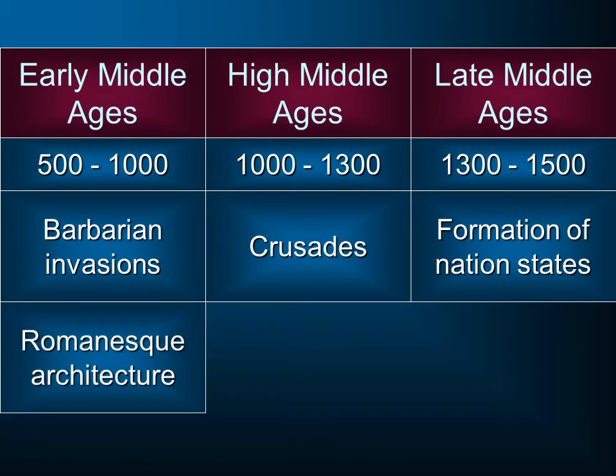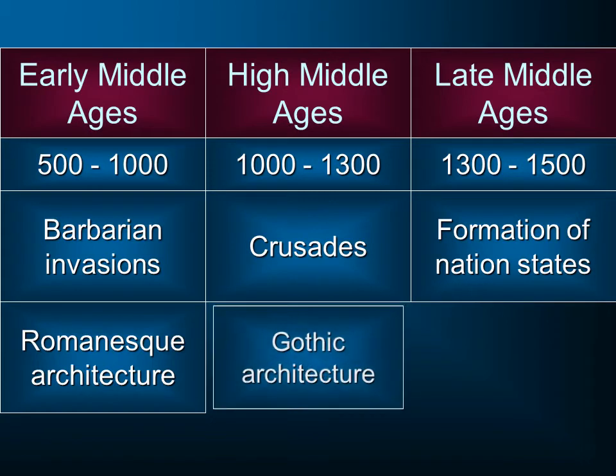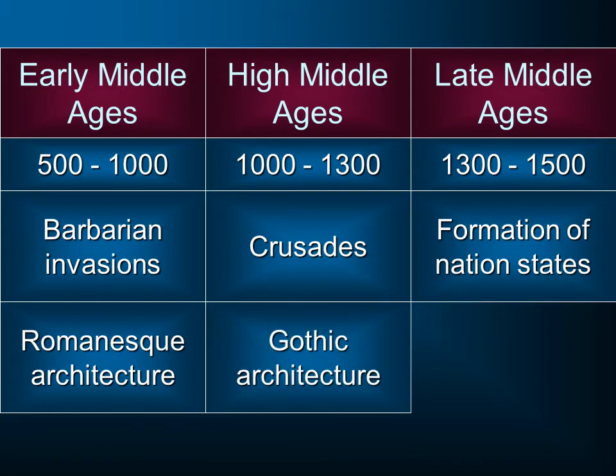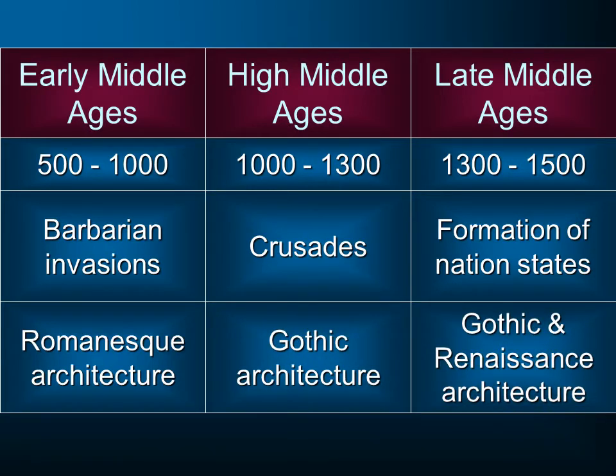Architecturally, in the early Middle Ages, it's characterized by Romanesque architecture. That is a throwback to the old Rome. We're going to look at some examples in just a moment. We get to the High Middle Ages, we see the Gothic architecture, and late Middle Ages, there's still the Gothic, but now I have something new, the Renaissance architecture.